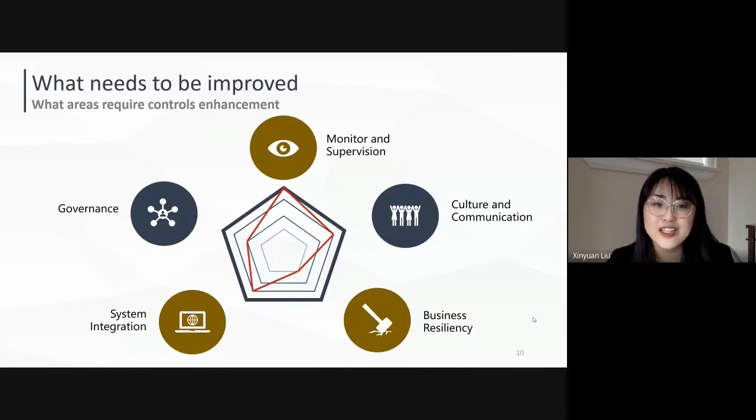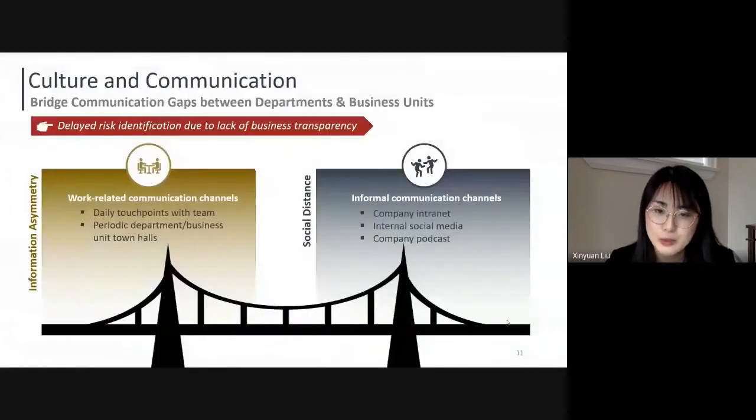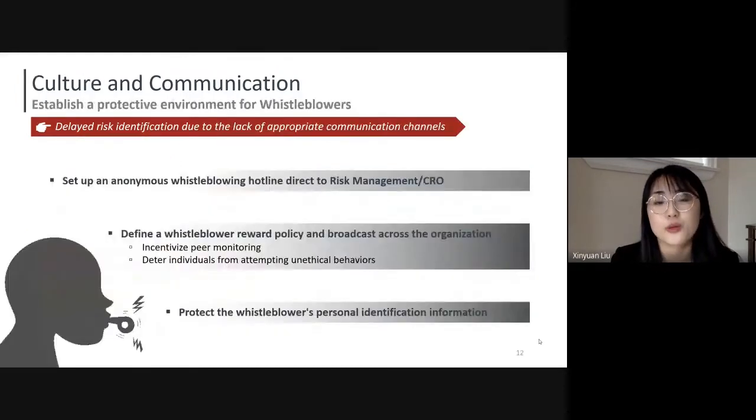First of all, the culture of NAB is definitely liable for fostering employee conduct issues. The business lacked transparency between and even within each department, which allowed the traders' misconduct to persist for such a long time. So we would suggest NAB build more communication channels. They could be work-related to help fix the information asymmetry issue, or just casual ones to shorten the social distance between people. And aside from general communication, whistleblowing is also an important source for risk detection.